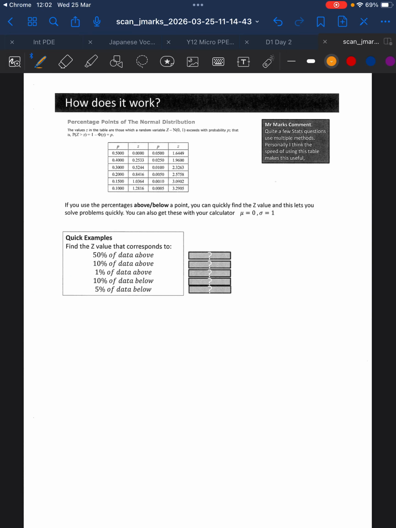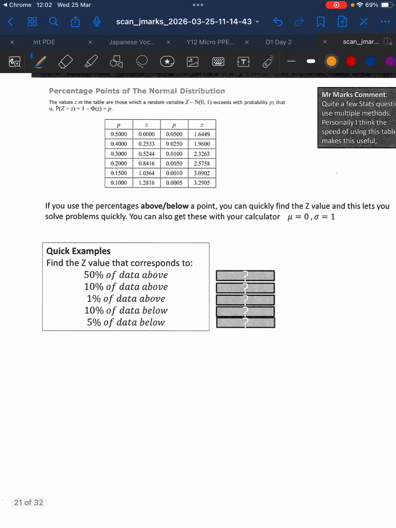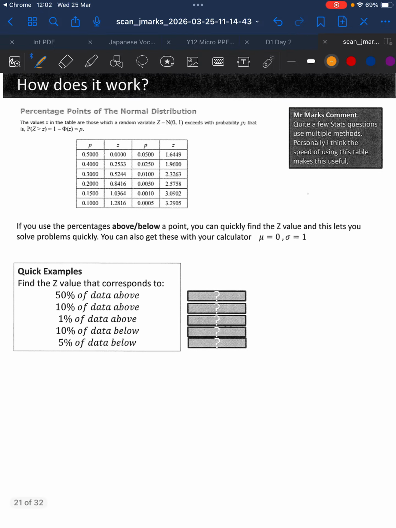So we're going to do some more quick examples. What Z values correspond to 50% of the data above? Well, that's going to be 0, isn't it? Okay, and you can see it in the table as well because it's symmetrical. 10% above will be 1.2816.